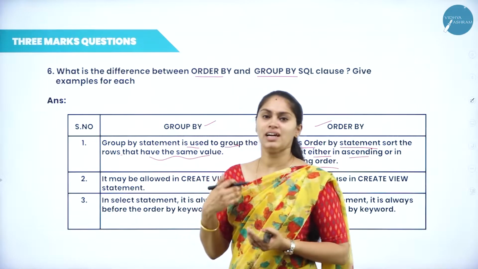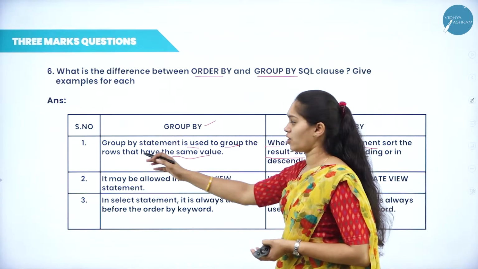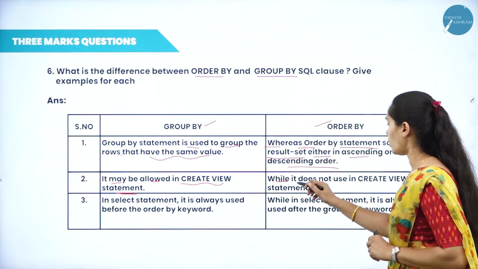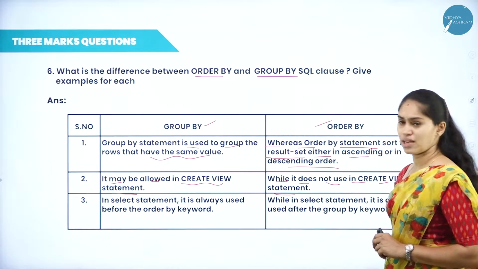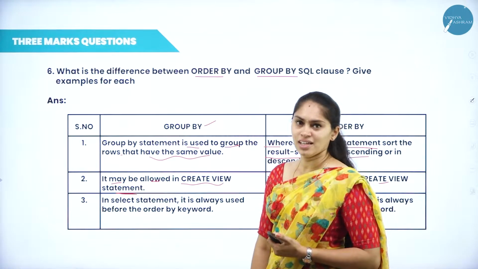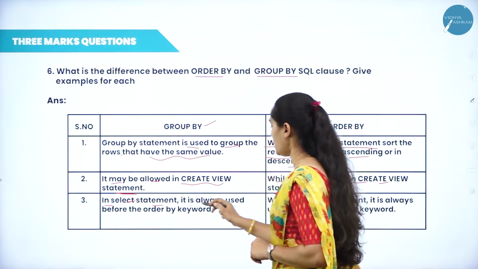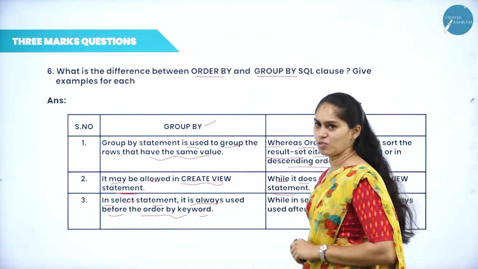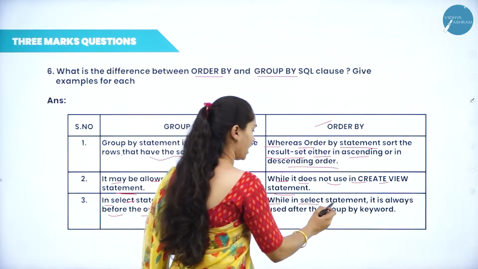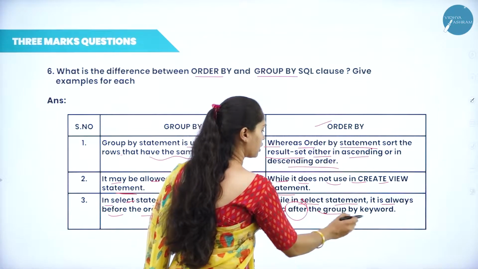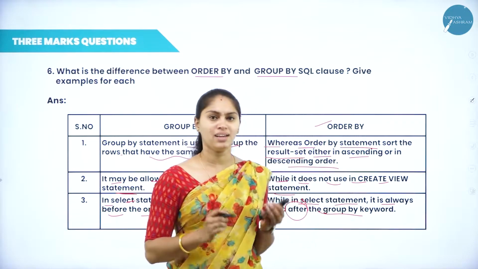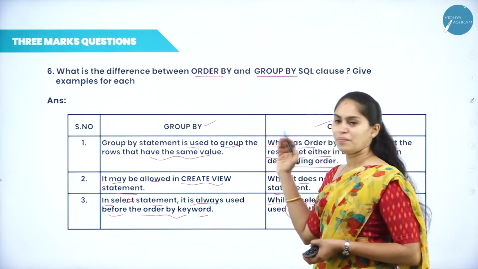But when it comes to grouping, it is going to group several statements or some of the rows. We are not going to use the ORDER BY clause in the CREATE VIEW statement, but the GROUP BY clause can be used in the CREATE VIEW statement. In the SELECT statement, GROUP BY is always used before the ORDER BY keyword. So we have to use GROUP BY first, next we have to use ORDER BY. So group by comes first and next we use the ORDER BY clause. So these are the differences between GROUP BY and ORDER BY.